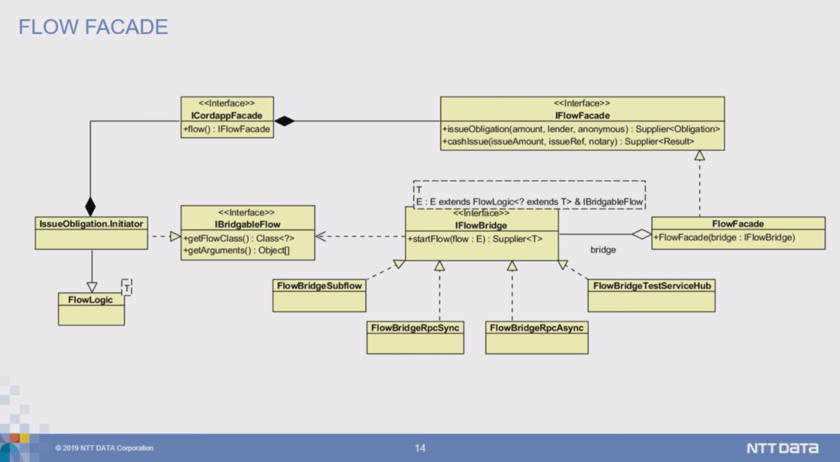Moreover, in the Flow Bridge Test Service Hub, we test the bridgeable flow because it simulates a call as if it were start flow dynamic. So it will use the get class and the get arguments, and it will fail early during flow test instead of failing when we do a client call. If we implemented get arguments or get flows wrong, we will catch that error early.